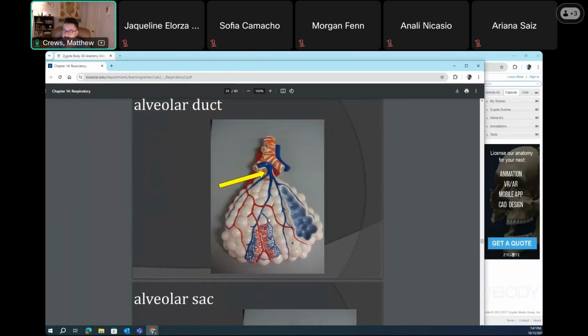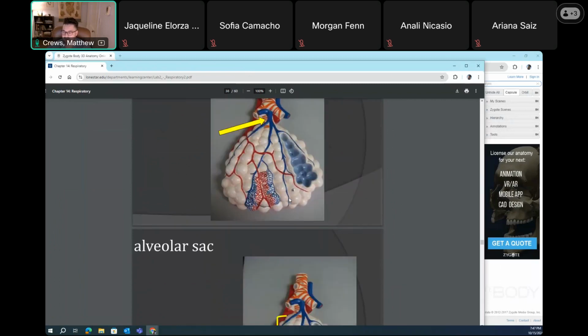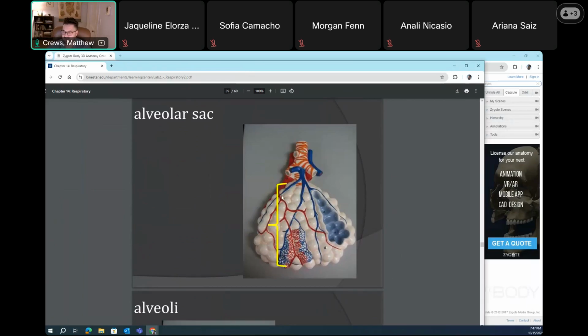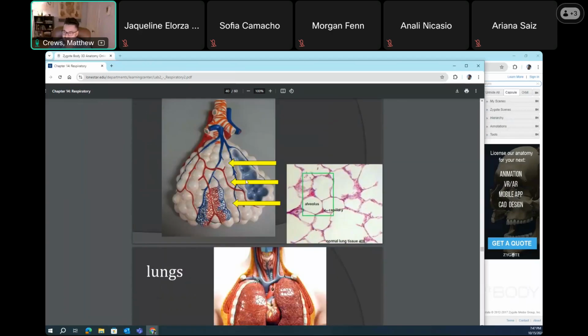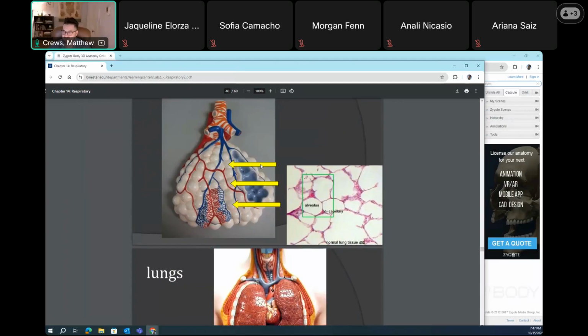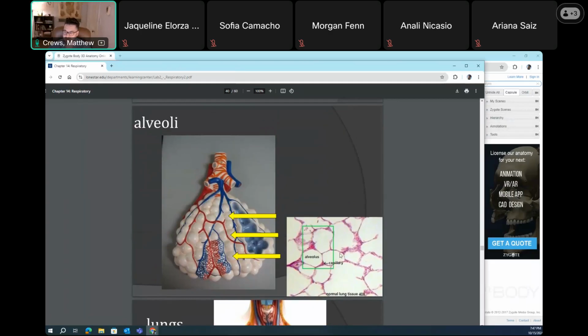Okay. And then we have the alveolar duct. So this little hole right there, that's where it goes into the alveoli. And then we have individual alveolar sacs from there. So all these little blue things right here. The inside of it is the alveolar sac. Okay. And then individual blebs, I guess you could call them, these little circles, these are individual alveolus or alveoli. Okay. One alveolus, multiple alveoli.